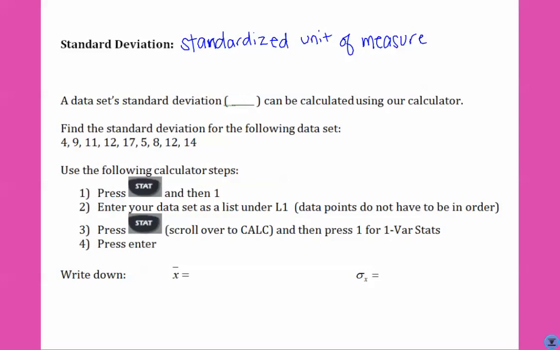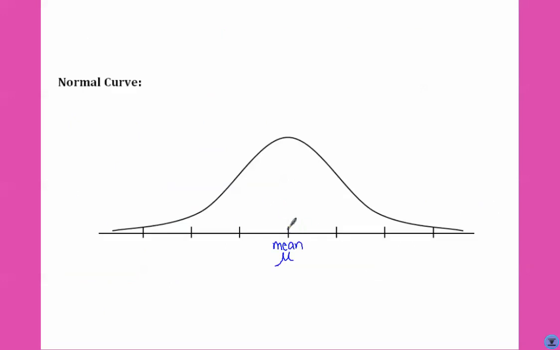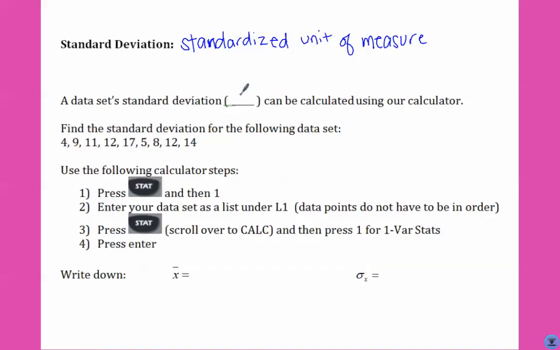So each one of these little tick marks on our normal curve, the mean's in the middle, and then each tick mark away is one standard deviation. So this side is +1. The symbol that we use for standard deviation is a lowercase sigma. It's like an O with a tail. Kind of looks like Tails from Sonic the Hedgehog when he spins up and rolls.